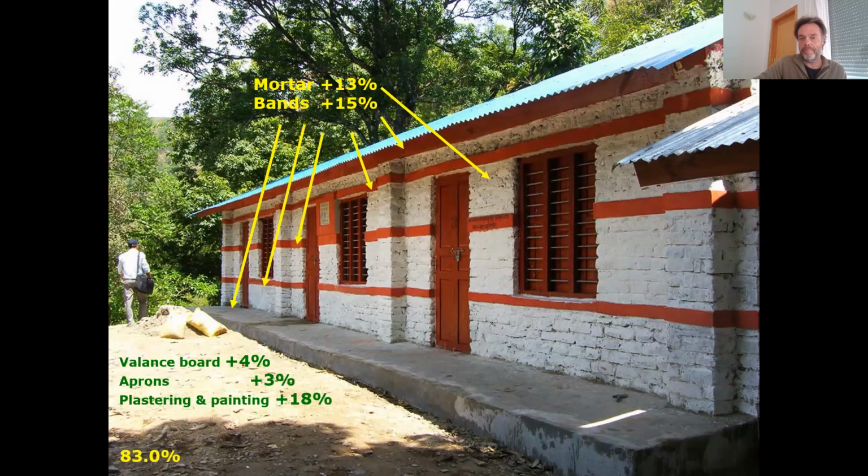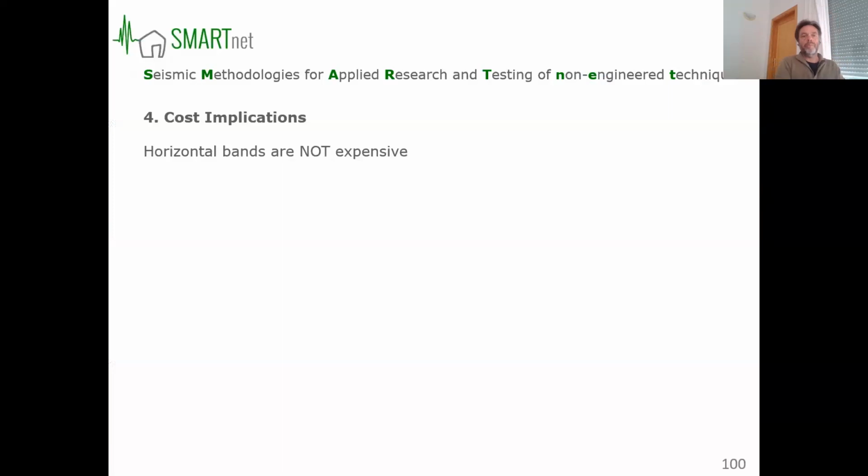But what is interesting is that these most important reinforcements, mortar and bands, is almost the same amount as finishing. So putting these aprons with this plastering, putting this plaster and paint on the inside, putting this valance board, which is that wooden strip of finishing here, that together is the same as the most important reinforcements. So if your budget is low, wait with the finishing, that can come later. Do a bit of saving later on and finish it later on, but start with those most important reinforcements. That's my message.